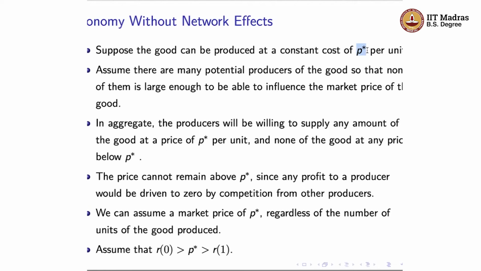That means that if the market price is P star, then the producers are willing to supply whatever is the market demand. However, if the price falls below P star, then the producers are no longer willing to produce anything, because then they are going to be making losses on all the items that they're producing, right? Because remember, their cost is P star, right? So clearly the price cannot fall below P star in this market.